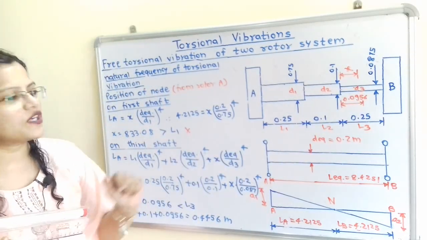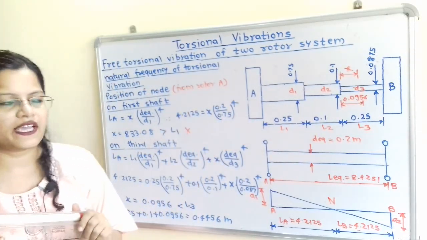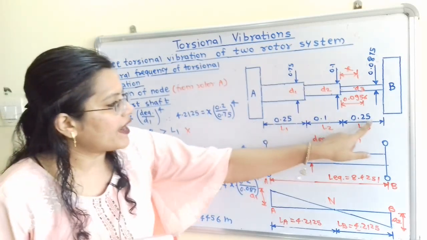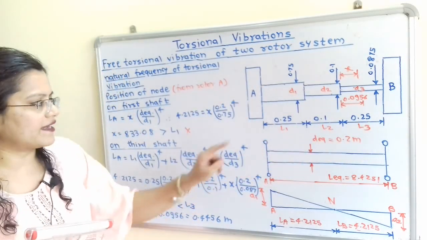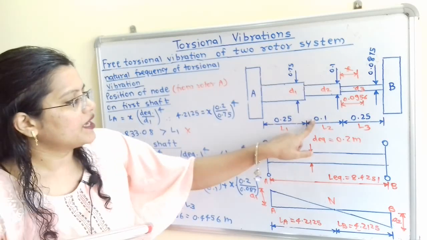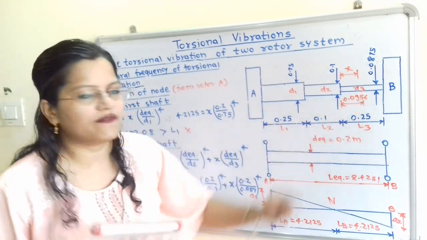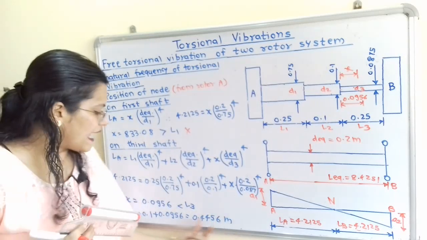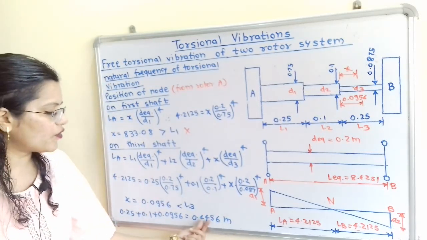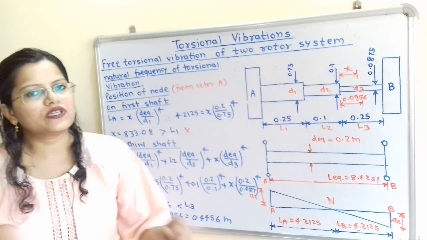So what is the total distance from the shaft A? So we will find out this with the help of diagram. So 0.25 plus 0.1 plus 0.0956. So when we calculate this, then we will get 0.4456 and unit is meter.